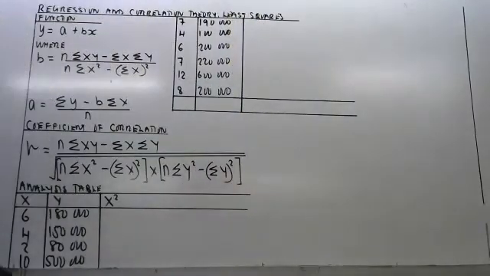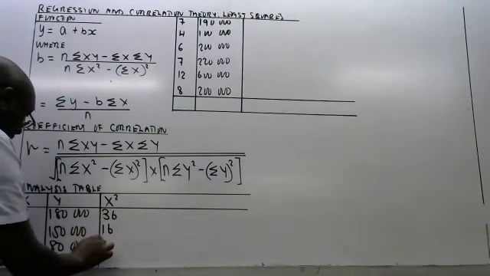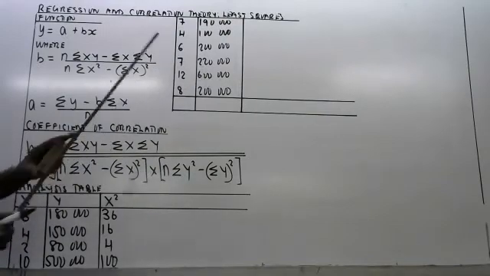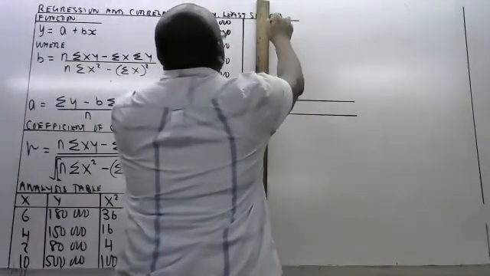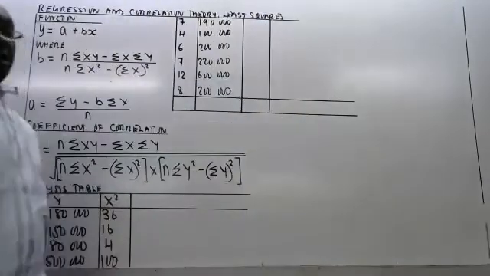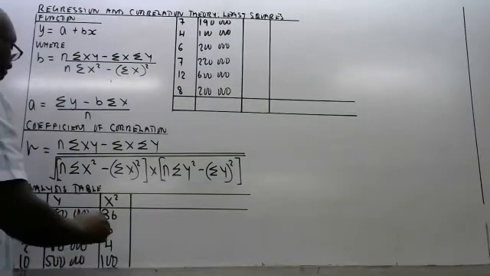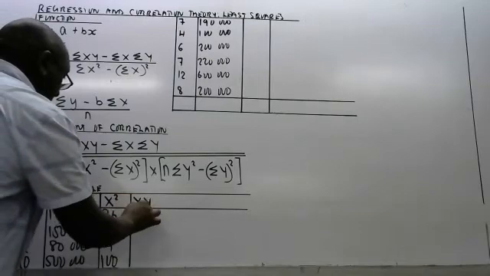We will also need to have a column where x is squared. So this will be 36, this will be 16, this will be 4, this is 100. We continue that way. That is for x squared. You will also have a column for x multiplied by y.